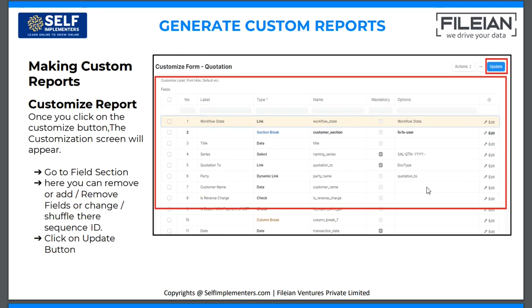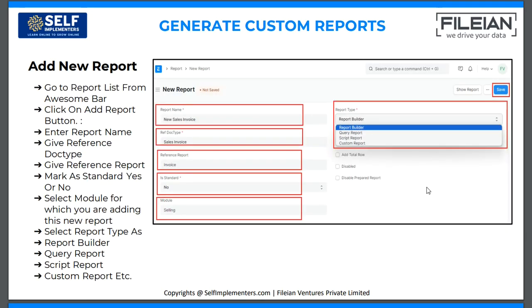Then we will see how we can customize the reports from our menu option, and if we want to give the sequence ID, you can change the sequence ID from the report section as well. Also, we will see the report types: the report builder, query report, what are the query reports, what are the script reports, and what are the custom reports. Also, we will go through the detailed options in this section.